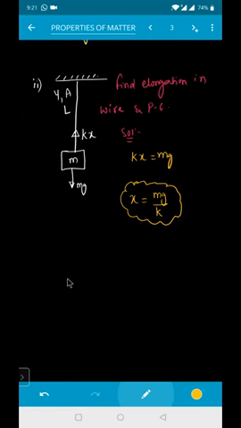Then work done will be equal to how much, beta, formula? W is equal to F square divided by 2 into K, in terms of force, isn't it? So F will be equal to how much, beta? M into G, that will be equal to F square divided by 2 into K. K value is equal to how much, beta? YA divided by L, isn't it?